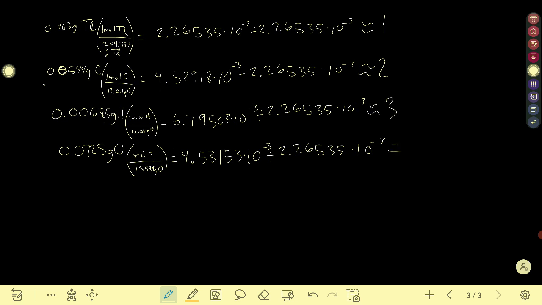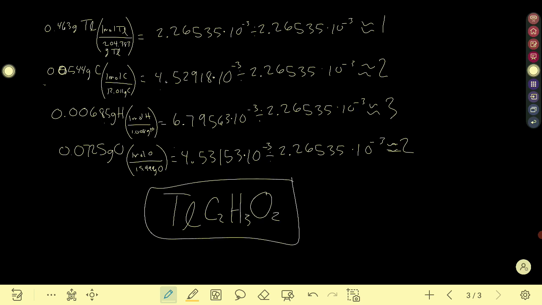And then 4.53153 divided by 2.26535. I'm going to get about 2. All right, so what that tells me is Tl, there's 1. Carbon is 2. Hydrogen is 3. Oxygen is 2. So this is my empirical formula for this number 3.